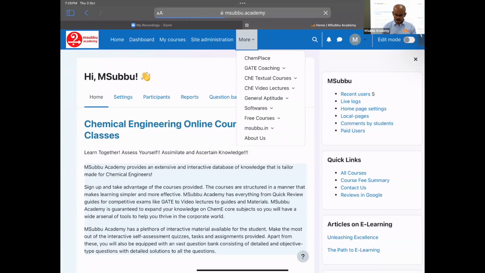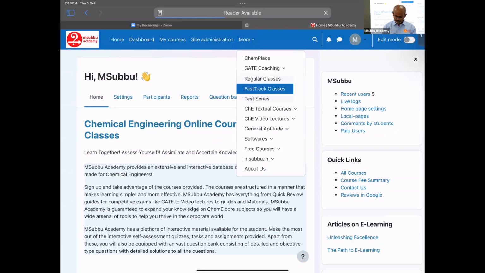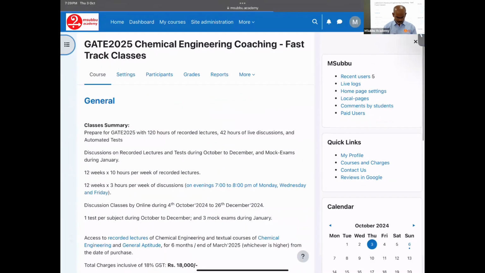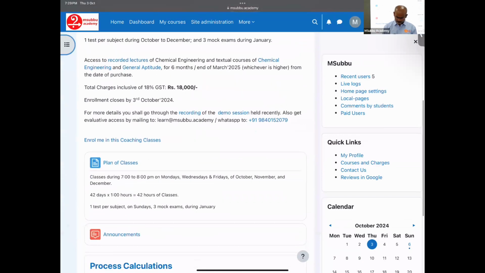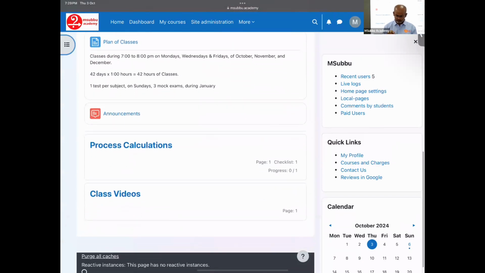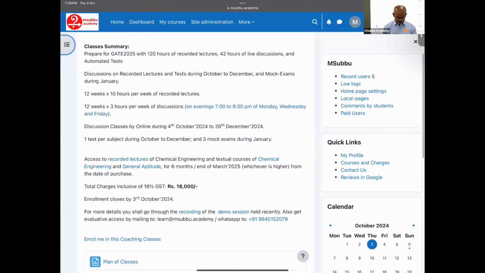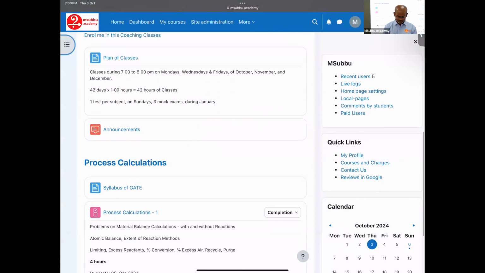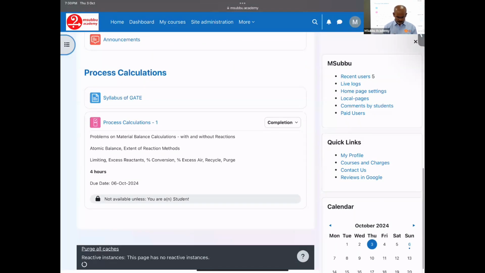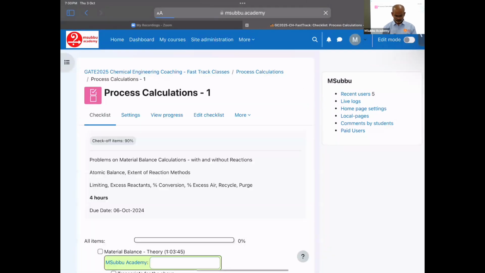And during the class itself, you can also log into this, and I will tell you. We are going to do these GATE coaching fast track classes. Here, for example, process calculations is the next first topic we are going to discuss. So what are we going to discuss? In this, there is a checklist available. For process calculations, we are going to spend about 3 sessions, 3 hours. These are week-long classes, right? In the week we are supposed to finish 10 hours of content.